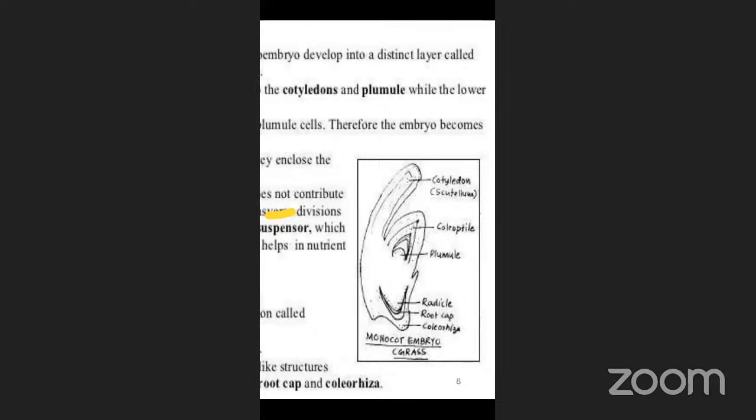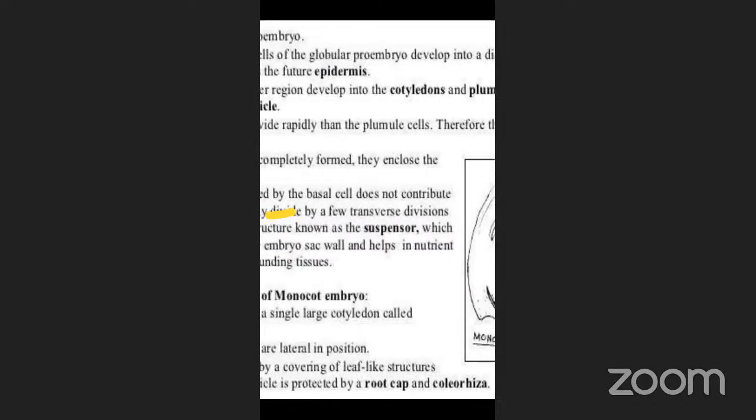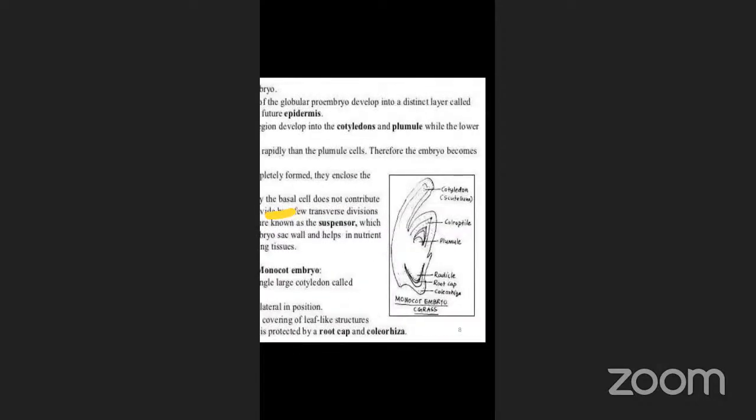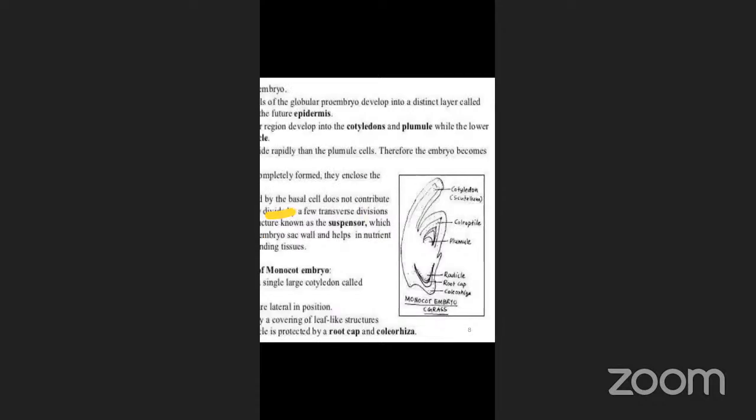Monocot embryo, grass, scutellum. Upside, the single cotyledon. Lower side, coleoptile and plumule. Downside, radicle, root cap and coleorhiza. The monocot embryo has a single large cotyledon, the scutellum, and the plumule and radicle are located in position. The plumule is protected by a leaf-like covering called coleoptile, covering the cotyledons. The radicle is protected by the root cap.